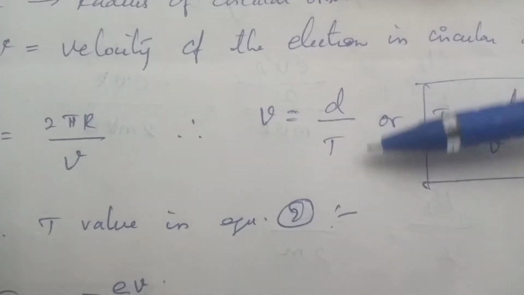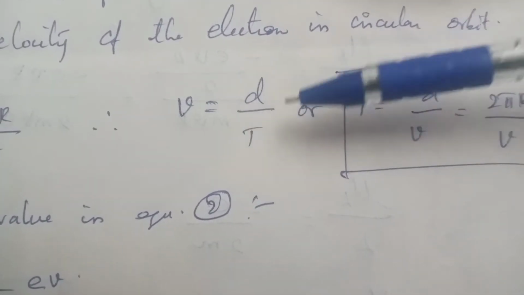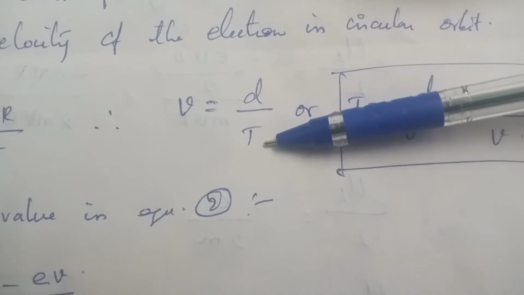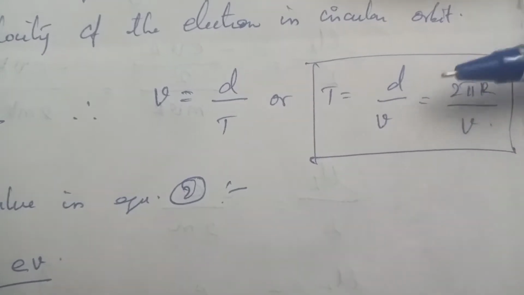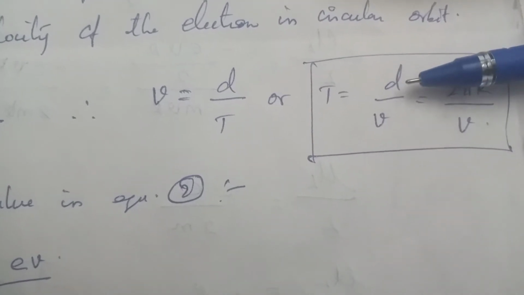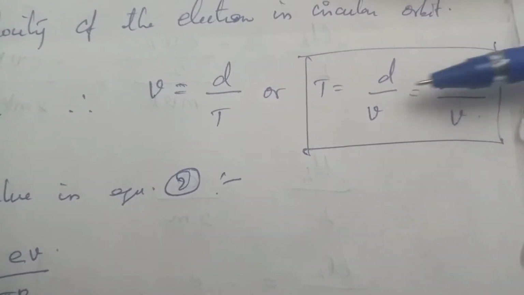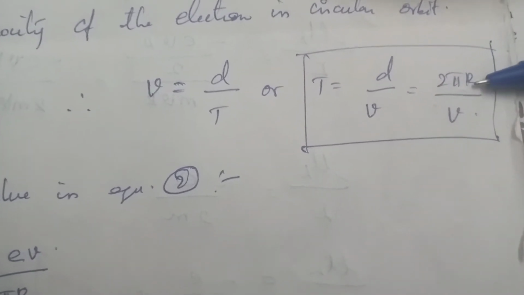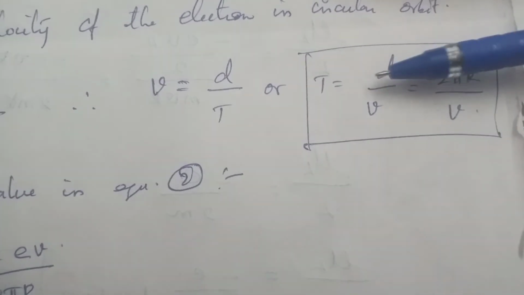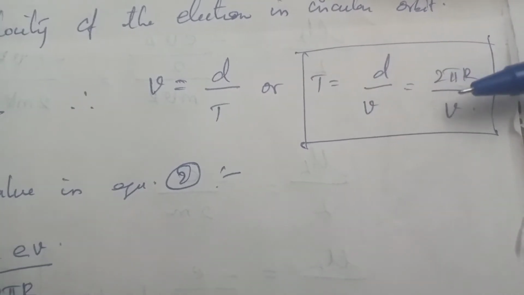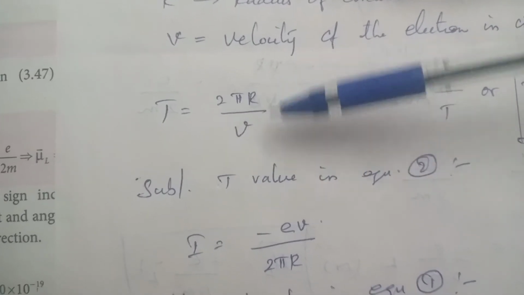So V is equal to displacement by time taken, or rearrange that equation, T is equal to displacement by velocity. Distance here is considered as the circumference of the circle, because the electron is revolving around the nucleus. That circumference distance is taken as 2 pi r. So we denote it as 2 pi r divided by V. So the total time period is 2 pi r by V. That's why T is equal to 2 pi r by V.